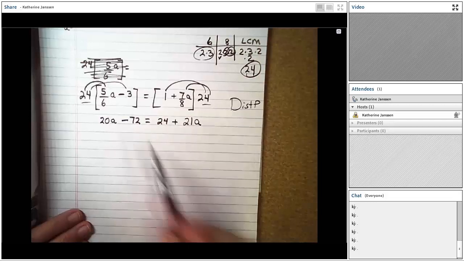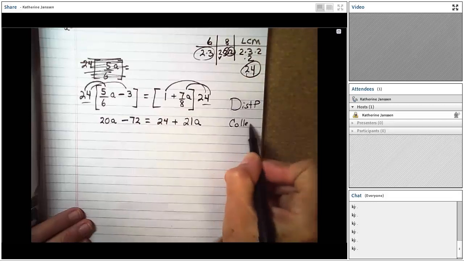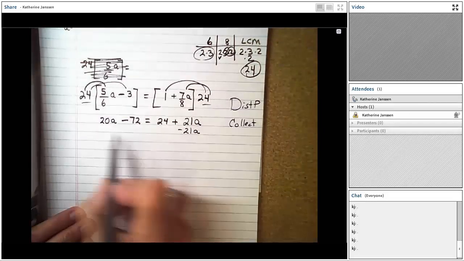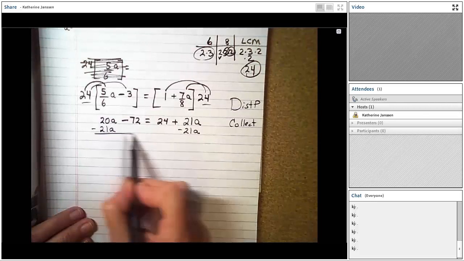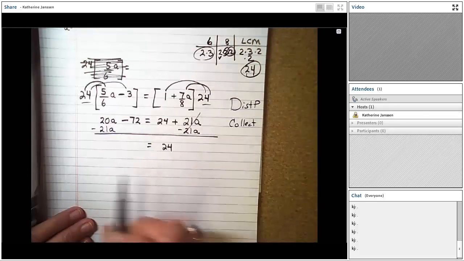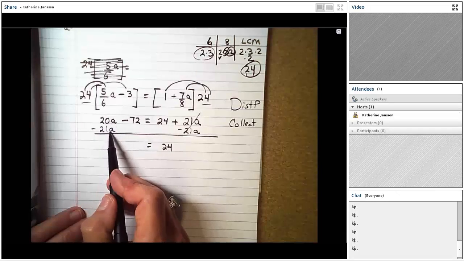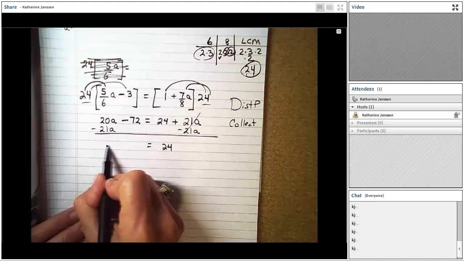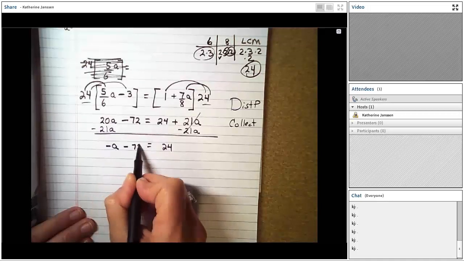Well, I'd like to collect my variables on one side of the equation, so I'm going to add the opposite of 21a to both sides. Adding opposites goes to 0, leaving 24 on this side of the equation. And 20a subtract 21a would be a negative a minus 12.